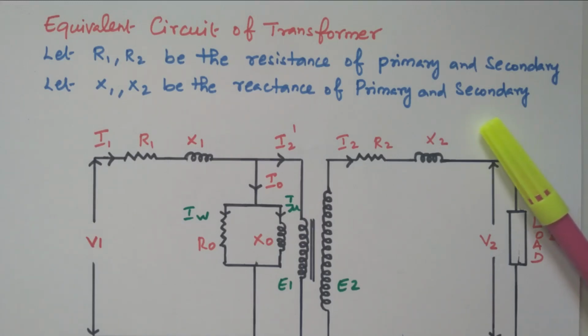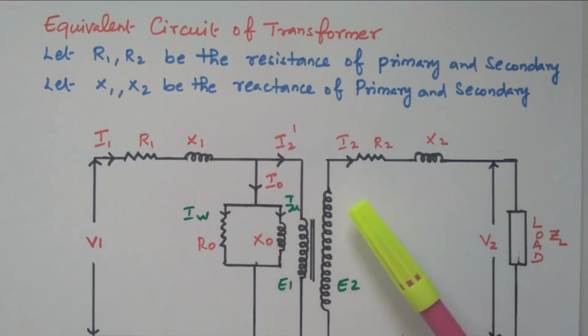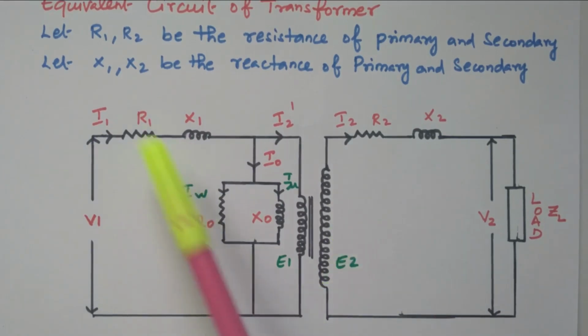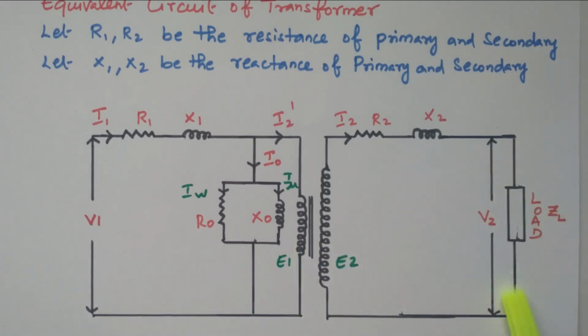Now we will go to the topic, equivalent circuit of transformer. We know that the transformer has a primary winding and a secondary winding. This is the primary winding. This one is the secondary winding. The primary winding is applied with the voltage. The secondary winding is connected with the load.